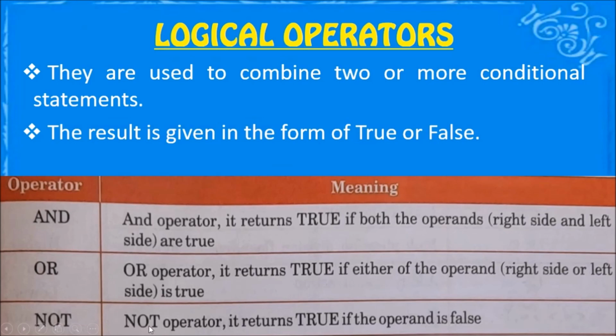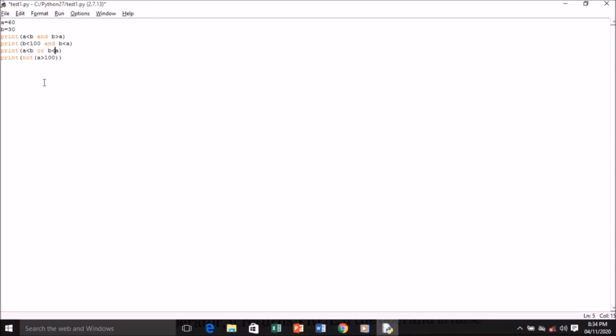Let's understand this also, my children. Here we have given values to A and B, that is 60 and 30, and these are the operators we have used. We have used the AND operator two times, and the OR operator. In the first case, if both the conditions are true, the output will be true. In the third condition, if any one of the conditions is true, the output will be true. And this is the NOT operator, which will give you the opposite answer. Let's run this and check how it works.